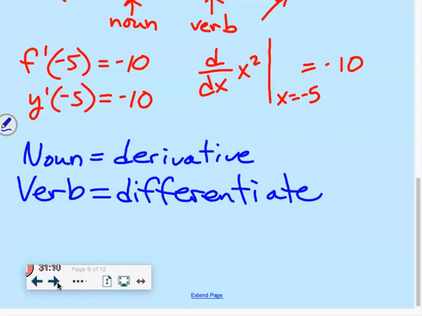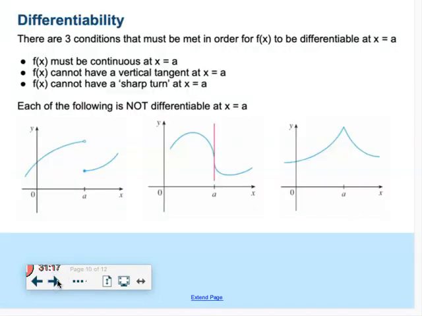Guys, I know the bell rang. If you have 10 seconds and can stay, your homework tonight is going to ask you about functions being differentiable. If you don't have time to write it, these will be in the Smartboard notes. There are 3 conditions for a function to have a derivative. It's got to be continuous, it can't have a vertical tangent, and it can't have a sharp turn. Those 3 conditions have to be met for a function to have a derivative. So if you want to write these down, that's great. If you don't have time, that's okay. I'll put them on the Smartboard notes, and you can look them up later on.